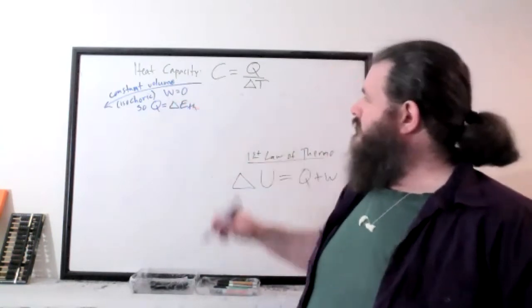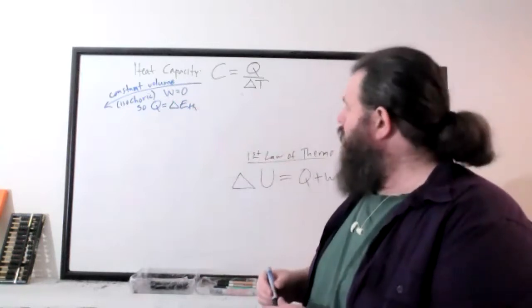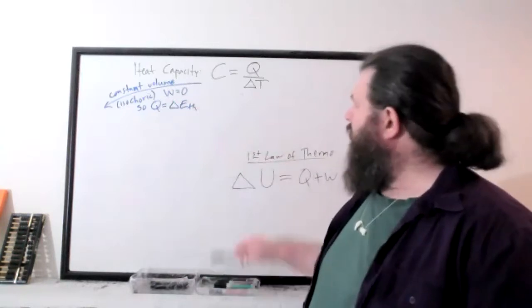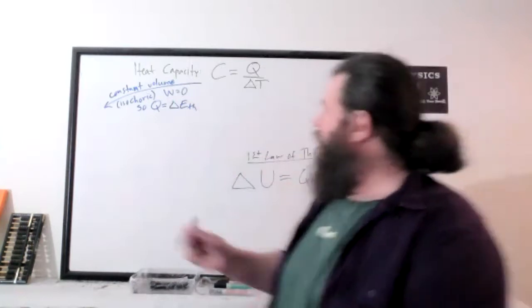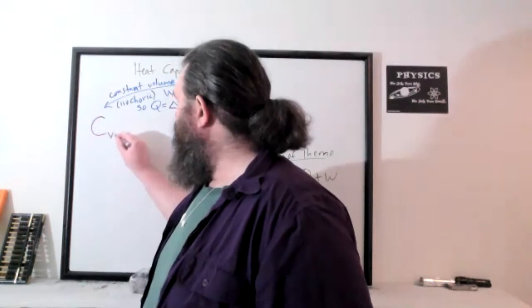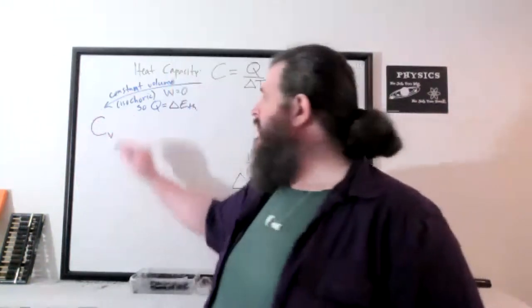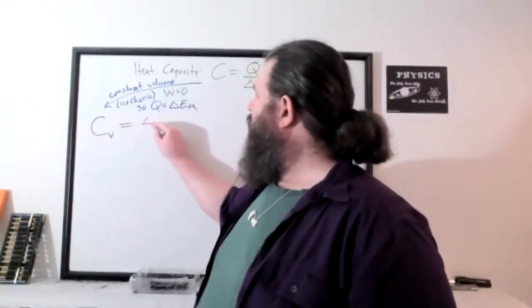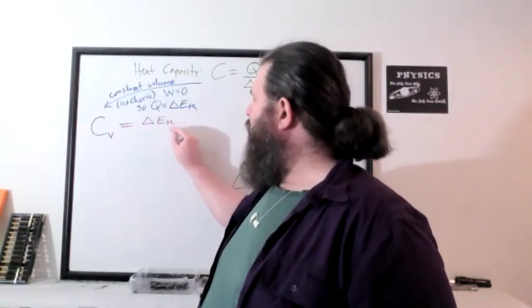So we can make a substitution here. We can say that the heat is just delta E thermal. So the heat capacity at constant volume, which we denote by this subscript V here, is delta E thermal over delta temperature.